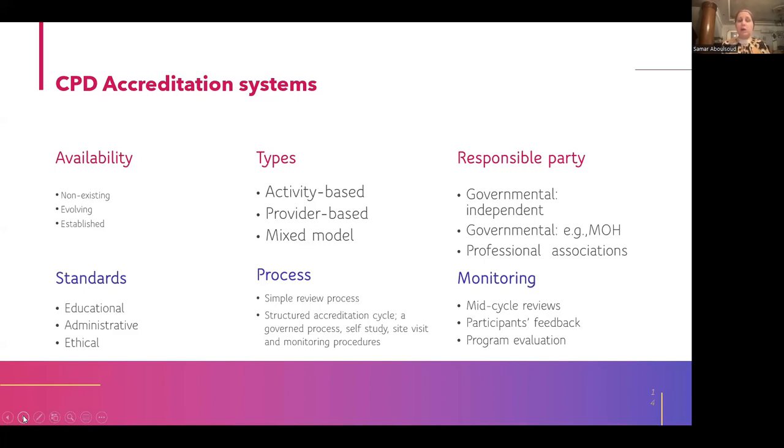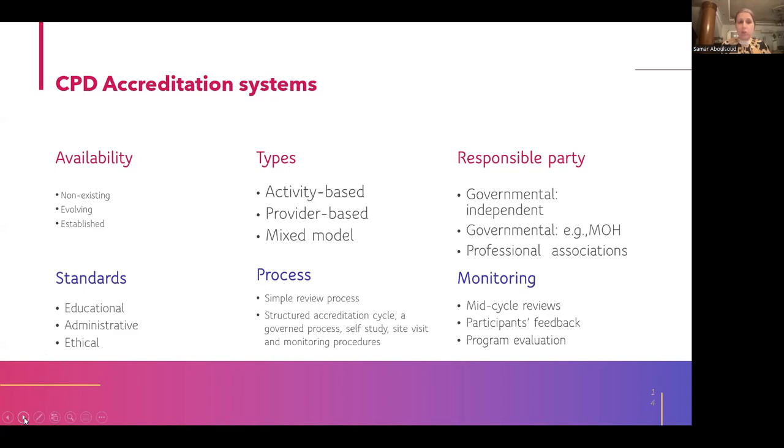Types of accreditation system are either activity-based, where individual activities are being accredited; provider-based, where institutions are being accredited and are allowed to accredit their own activities; or the hybrid model, where both types of accreditation are available. Responsible parties for accreditation are either governmental, independent, or part of the ministries of health. Sometimes professional associations are responsible for accreditation of CME CPD activities.